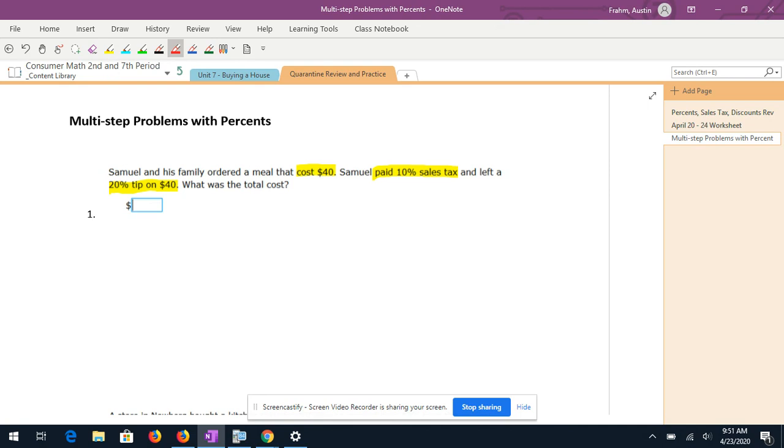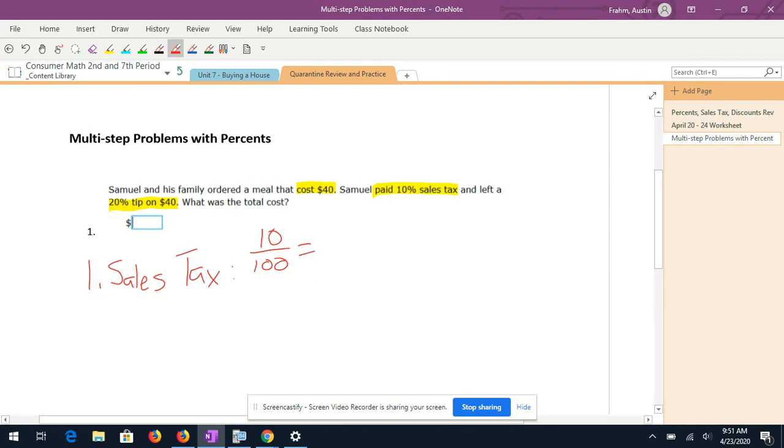So again, this is a multi-step problem because we got to figure out how much the sales tax is, how much the tip is, and then how much the total cost of all of it together will be. So step number one can be figuring out the sales tax. So the sales tax is 10%. So the first thing we need to do, given that percentage, is change it into a decimal by dividing it by 100. And we all know that 10 divided by 100 is 0.10.